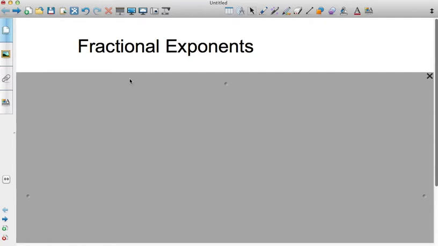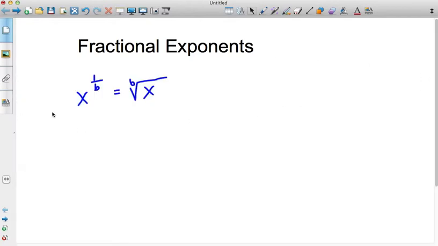In terms of fractional exponents, I'm just going to give you the actual rule, and then we'll do some examples. The rule here is if you have any number x to the 1 over b power, that's the same as saying the b-th root of x. Just go ahead and copy this down right now and see what you have, and we're going to do some examples. If you need to, pause the video to catch up at any time.